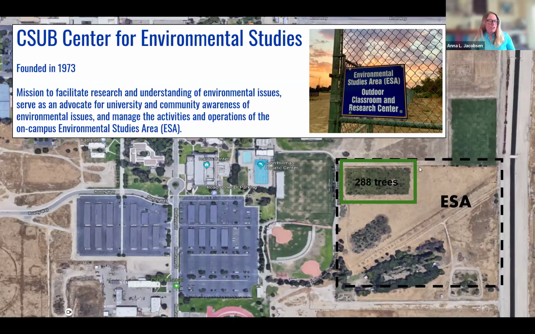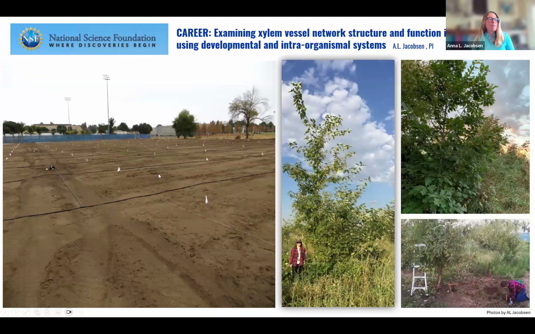So we got funding, and what that meant is that we had to get permission to put this plot in. We had to clear the land and install an irrigation system. My students and I planted by hand all 288 trees out into this plot. So this is what it looked like, more than a decade ago now. The trees were very successful in establishing. We've been able to do a lot of research out in this plot. And of course, it's large mature trees at this point, and a great resource.